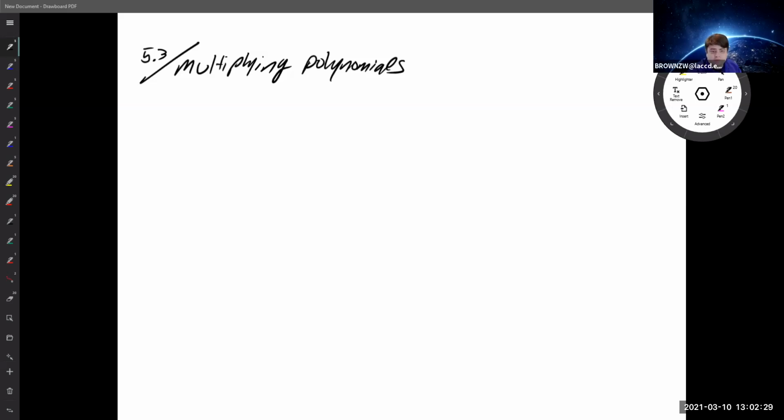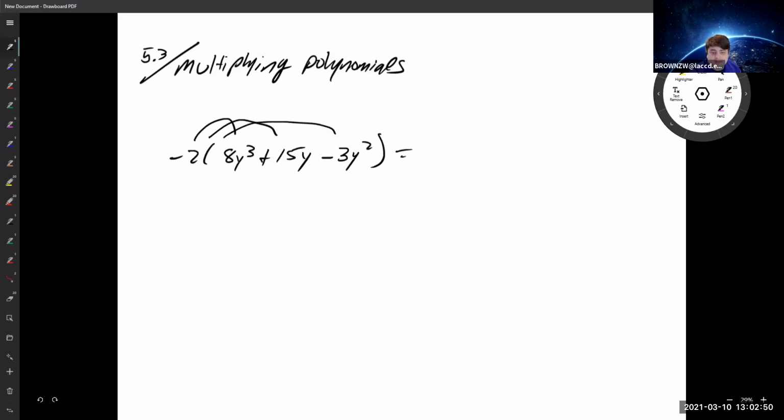So we've already done a little bit of this with just basic distribution, kind of what we've already been looking at, something like this. We have -2 times (8y cubed + 15y - 3y squared). This is pretty much multiplying polynomials, right? We're just distributing out the -2 on anything.